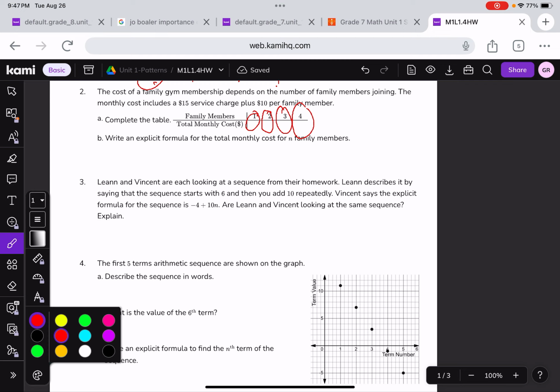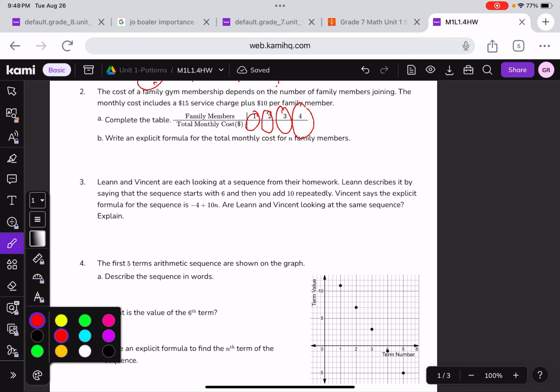It says write an explicit rule for n family members. So this should kind of ring a bell from last year. For n family members, well, it's going to be $10 per family member. So it's 10 times how many family members? 10 times n, or what we would say is 10n. Plus, you've got to add the $15 service charge. $15 is just a one-time fee. It's not per family member. And that would equal the total monthly cost, or T, or C, whatever letter you want to use.